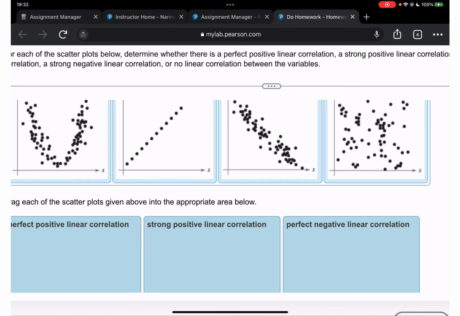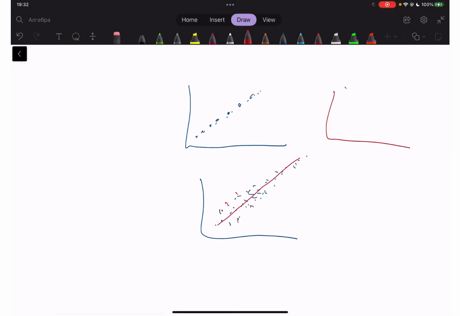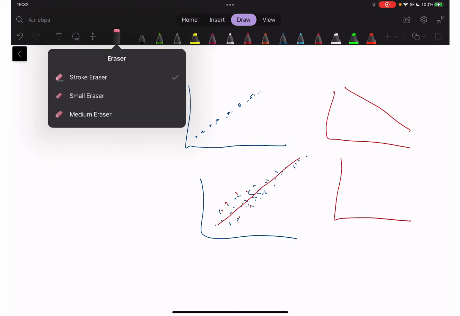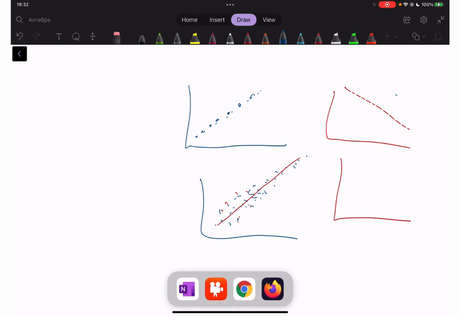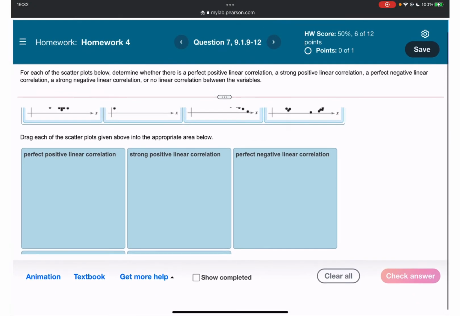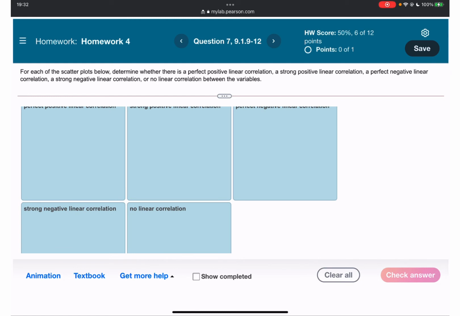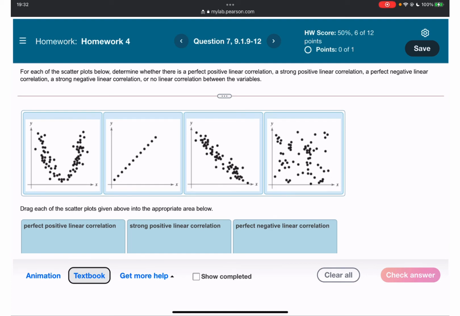And we don't have a perfect negative linear correlation, because a perfect linear correlation would be like this. Let me see. Okay, so we don't have a perfect negative linear correlation. What else do we have here? Strong negative linear correlation. This one we have. It's going to be the third one.